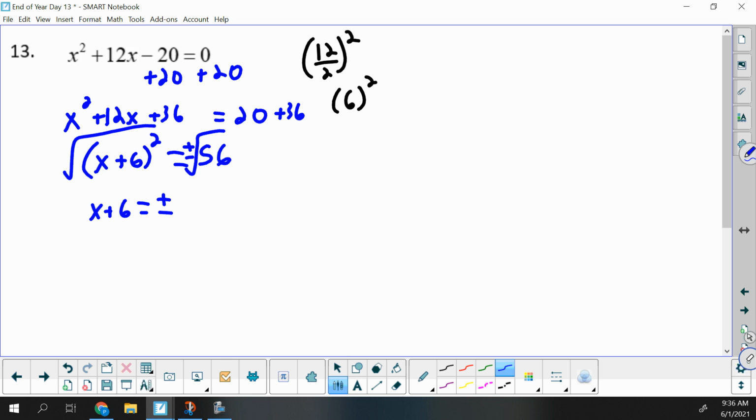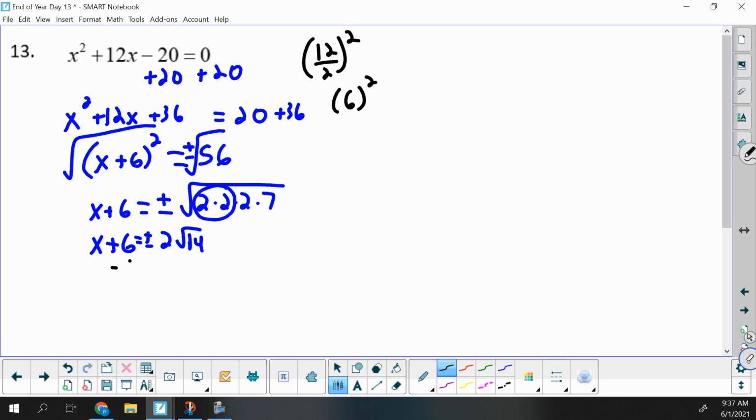But if you do menu number factor of 56, you're going to get 2 times 2 times 2 times 7. Well, we've got one pair of 2, so one of them is going to go out front. So this will be x plus 6 equals plus and minus 2 square root of 14. So you do need to check if the radical doesn't come out nice. You need to do the menu number factor to see if it does simplify.